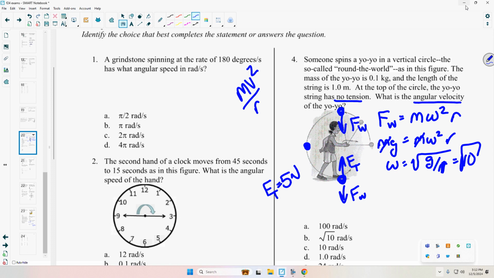The way you do that is you would say the sum of the forces is Ft minus Fw, which is equal to m omega squared r. And now that you know Ft, and you know Fw too, because you know the mass of the yo-yo, then you can solve for omega. Is that clear? Good question. Yeah, you have to.